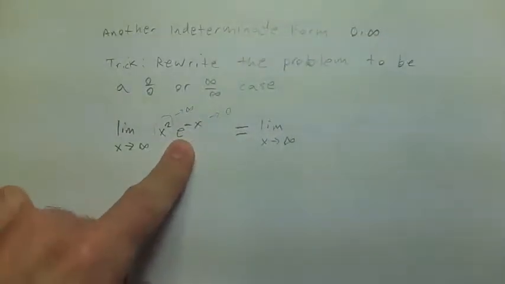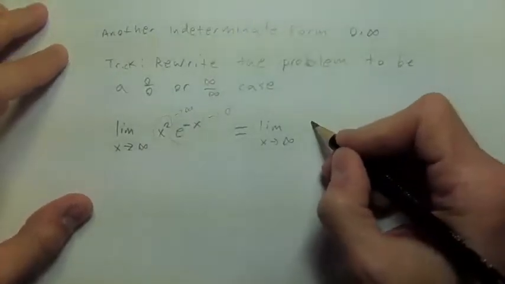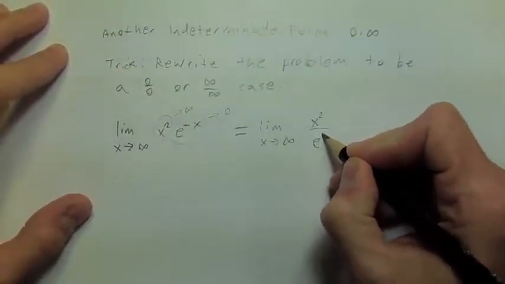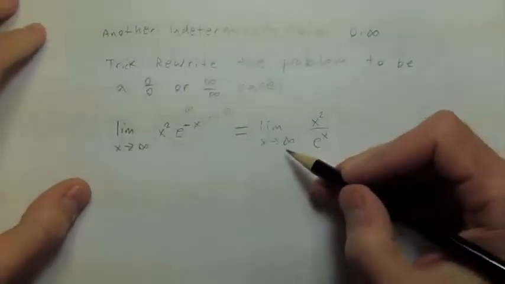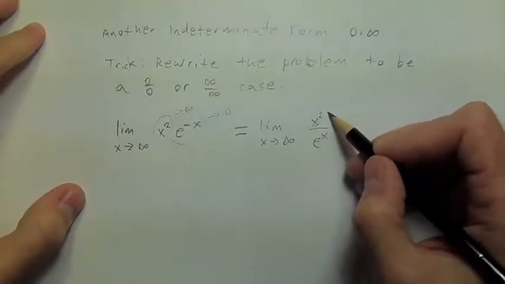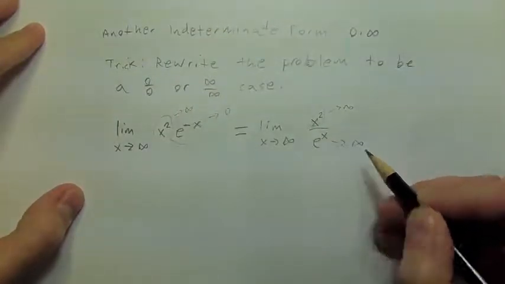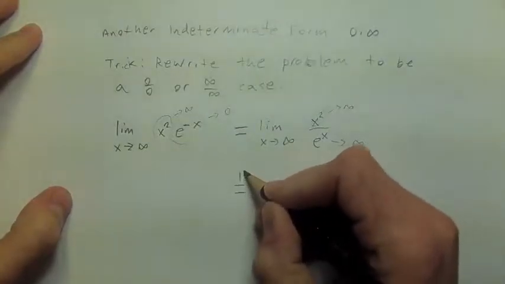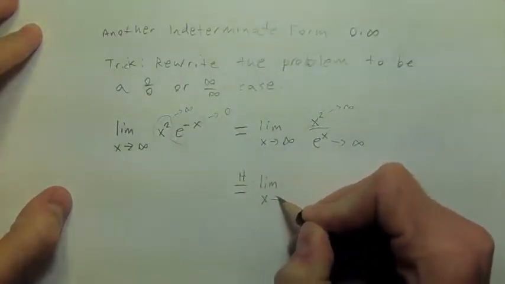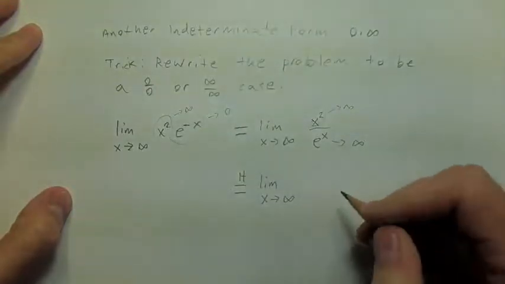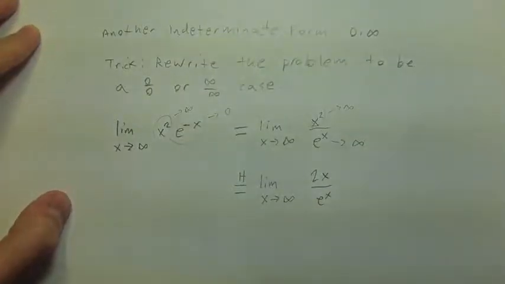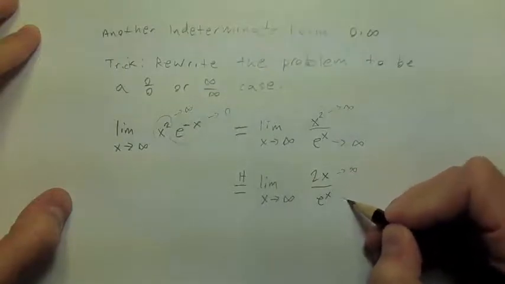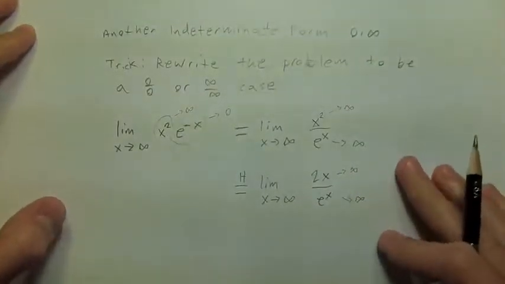I'm just going to rewrite this e to the negative x as, well, that negative power I can bring down underneath a fraction like this. So it's x squared over e to the x. Okay. Now it's an infinity over infinity case, right? Because as x goes to infinity, x squared goes to infinity, and e to the x goes to infinity. So now we can apply L'Hopital's rule, right, to get the limit as x goes to infinity of 2x over e to the x. Okay, it's still infinity over infinity though, right, because 2x will also go to infinity.